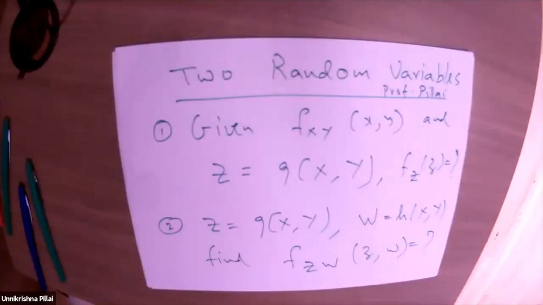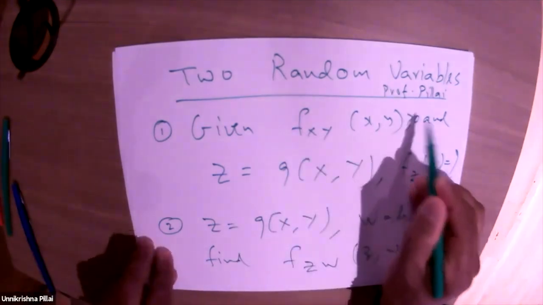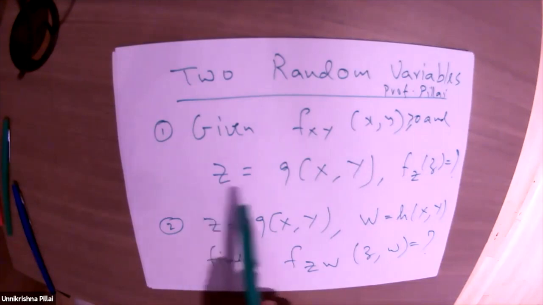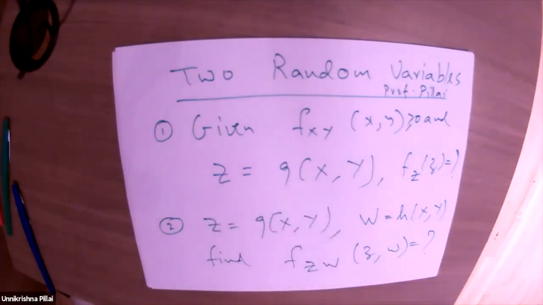So we were talking about two random variables. The joint description of two random variables x and y is given by a joint density function f_XY, a non-negative function, where the area under it over the two variables is 1. So the problem that we have been looking at is, given a function of two random variables.